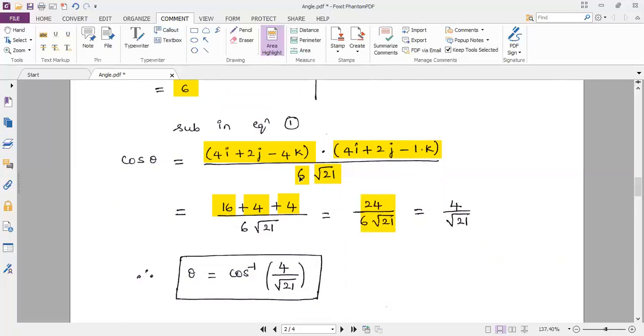That is, denominator is magnitude of grad phi 1 into magnitude of grad phi 2, which is 6 into root 21. Simplifying, we get 4 divided by root 21, the expression for cos theta. So theta is equal to cos inverse of 4 divided by root 21. That's the required angle between the given two surfaces.